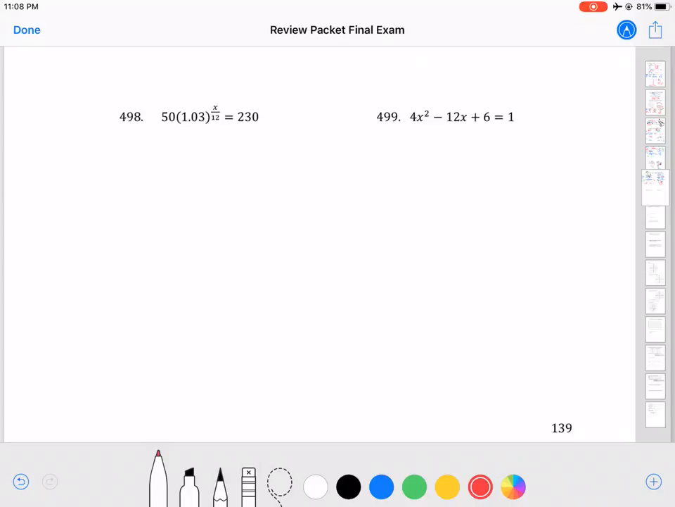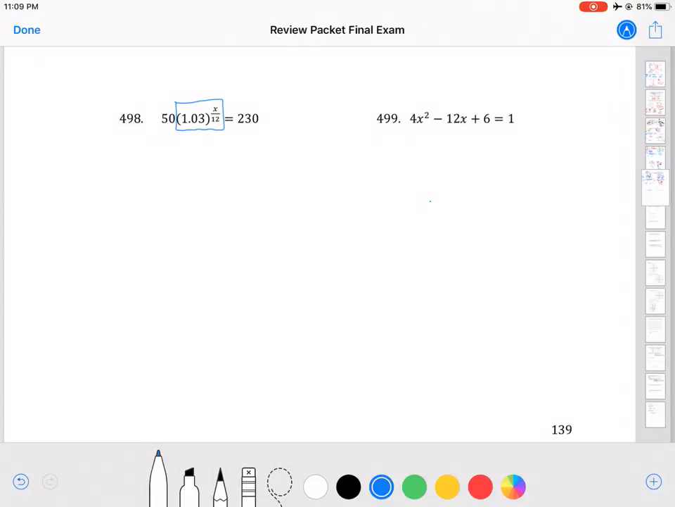All right, moving on. I am on 498. So this one has an x in the exponent as well. Problem is, there's a number there that's not being raised to the x. Only the 1.03 is being raised to the x. I need that to be by itself before I can take the log of both sides.